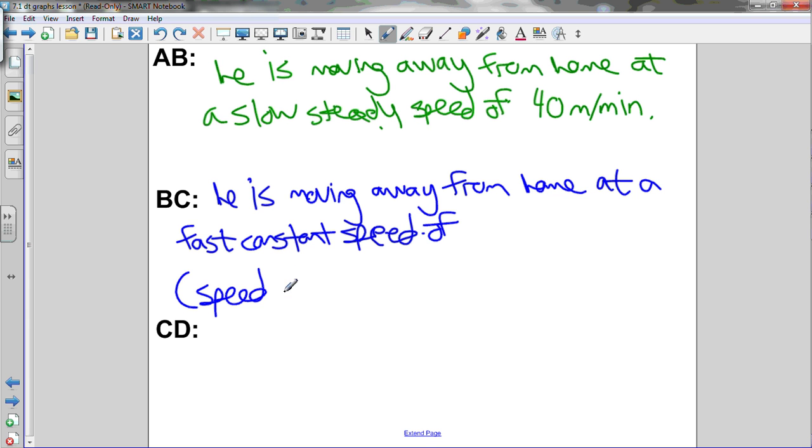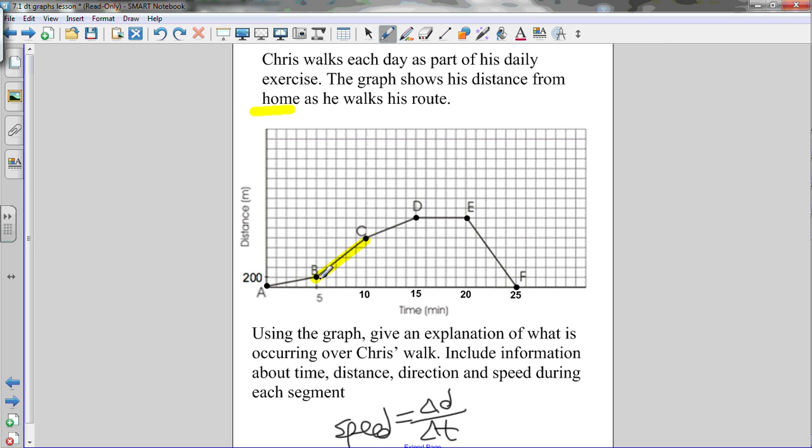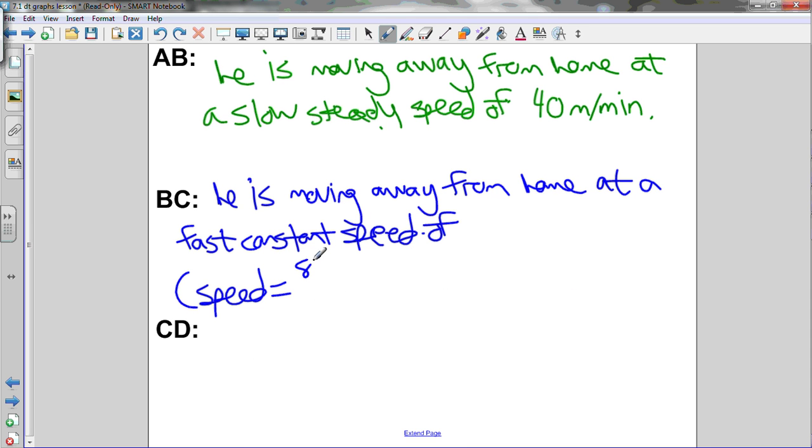His speed equals his change in distance over his change in time. Well, let's figure out how far did he go. Well, he started 200 meters away. Each unit on here represents 200 meters. So he went 200, 400, 600, 800 meters in 5 minutes. So he went 800 meters in 5 minutes. That equals 160 meters per minute. So he's moving away from home at a fast, constant speed of 160 meters per minute.